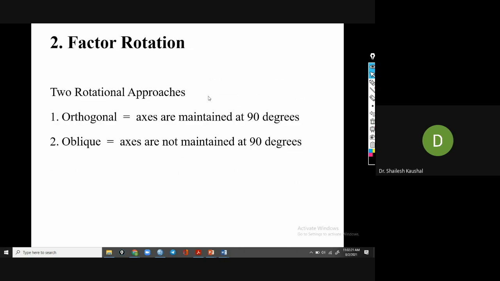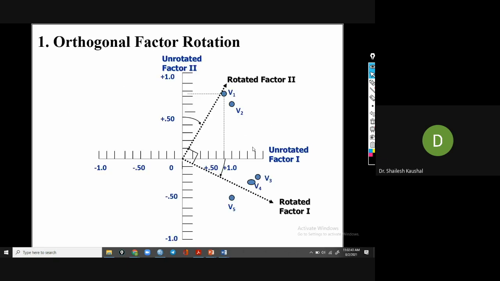Then second is factor rotation. What does factor rotation mean? There are two approaches of factor rotation. One is orthogonal, meaning axes are maintained at 90 degrees, and oblique means axes are not maintained at 90 degrees. So what does it mean, 90 degrees? Theoretically we should take one variable under one factor.